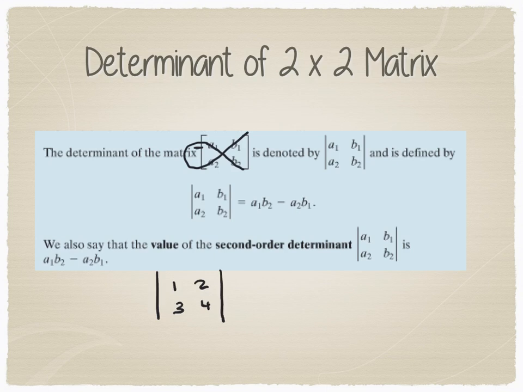So when you see something like this, notice that it's no longer these brackets. It's straight up and down like an absolute value. This means find the determinant of this box. So I would do 4 times 1 minus 3 times 2, and I'd get 4 minus 6, which is negative 2. That's the determinant of that matrix.